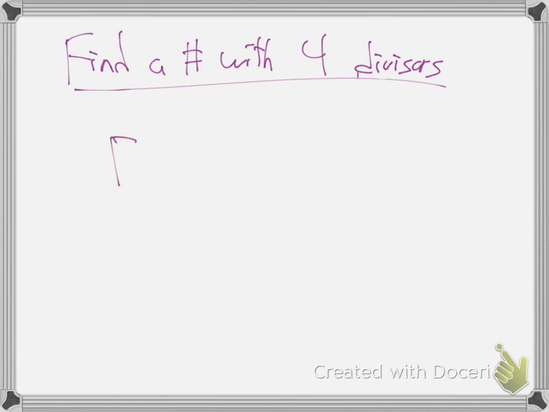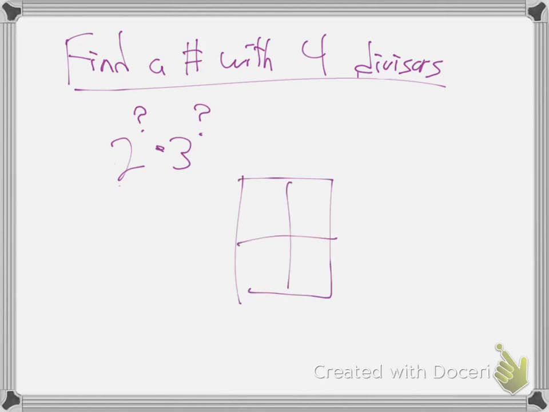Wouldn't you have like a prime, let's call it P, and then another prime Q, whatever? Well, in fact, I could just make some up. How about 2 to some power times 3 to some power? What powers would I need on those if I want to end up having an array that has 4 boxes? What do I need?